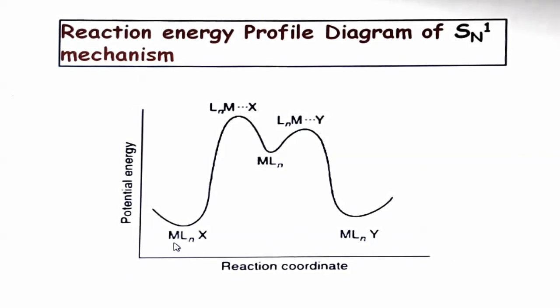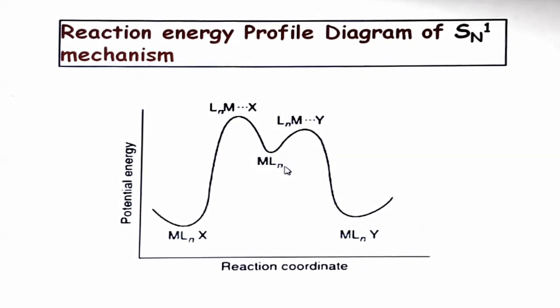In the starting stage, our octahedral complex MLnX, in its ground state, is not going to react. So before starting the reaction, it requires some energy, which is also known as activation energy. By taking this much activation energy, it gets activated. Now at this stage, the MX bond will be unstable and it will break, so due to breaking of this MX bond, an intermediate complex MLn is formed.